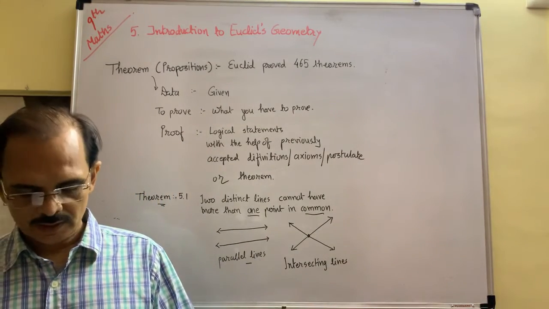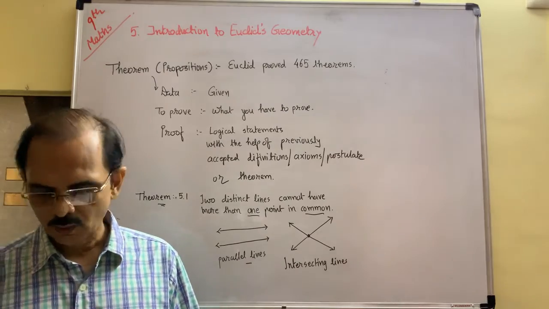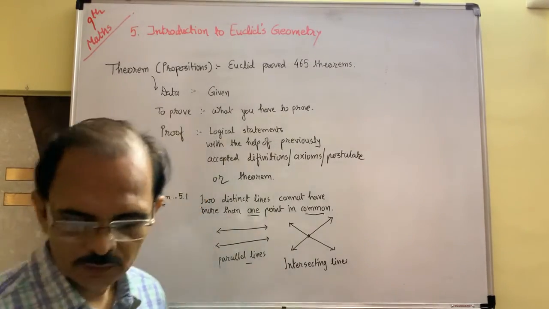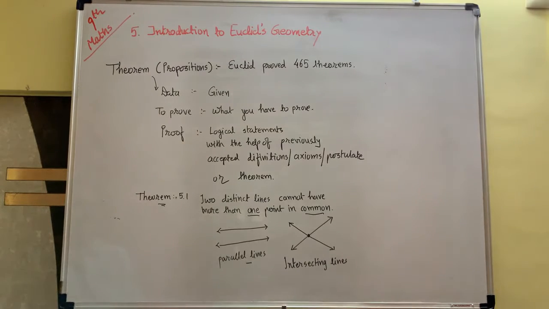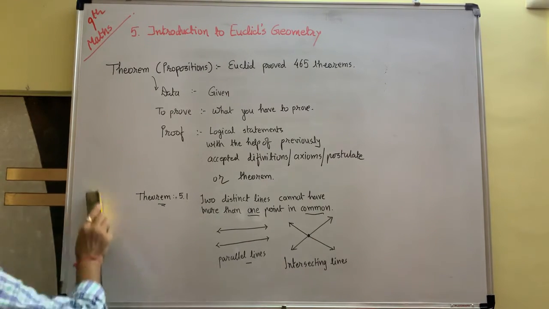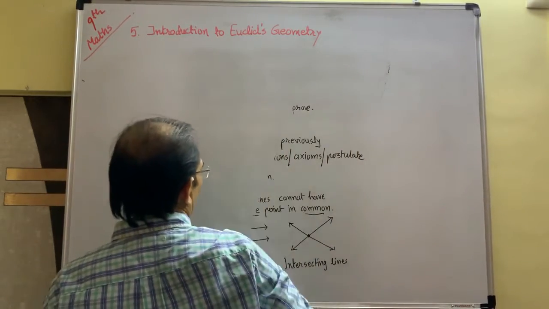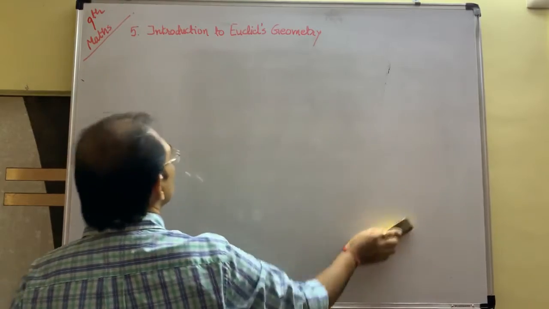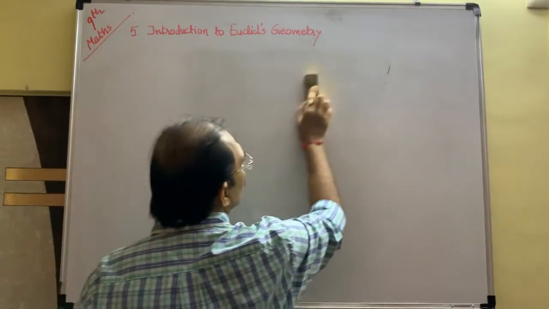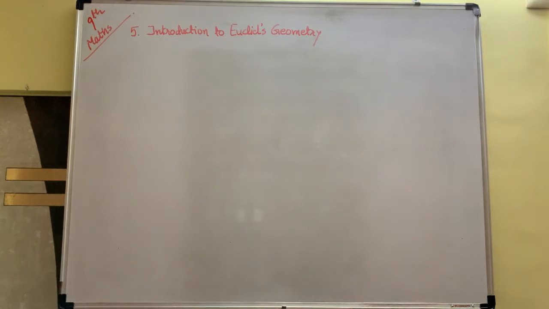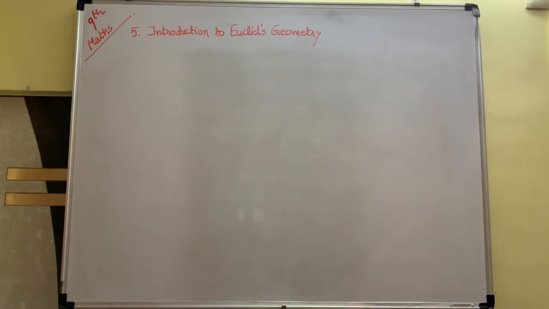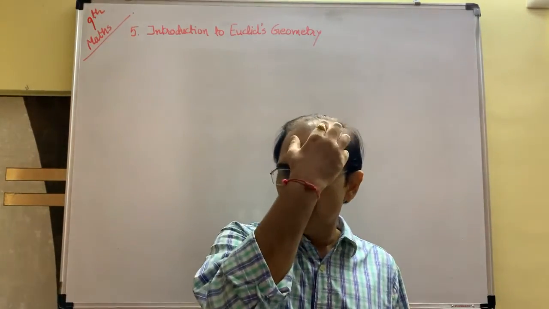Now after that we start exercise 5.1. In exercise 5.1, if you clear the concept, write down all this. If you have your concept cleared, then it is very easy for you in exercise 5.1. So shall we start? Now see exercise 5.1, question number 1.